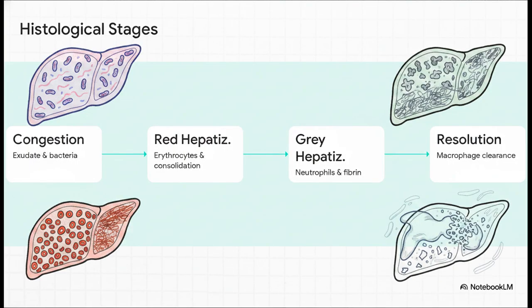Let's trace the actual histological stages of lobar pneumonia, just like a story. It starts with congestion. You get a proteinaceous exudate and bacteria flooding in. Then comes red hepatization. Erythrocytes fill that exudate, giving the lung a red, firm, liver-like consistency. Next is gray hepatization. Those erythrocytes are lysed, and now neutrophils and fibrin predominate. And lastly, resolution, where macrophages swoop in and clear out the debris.